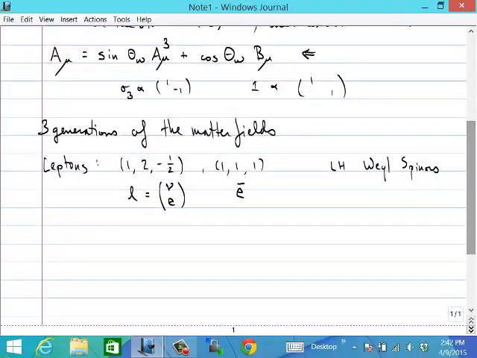And because the matter fields are chiral, that is to say they're not invariant under parity transformations, we have a left-handed sector and a right-handed sector that are not identical, the gauge theory is going to be chiral. So the SU(2) gauge theory is going to be chiral.